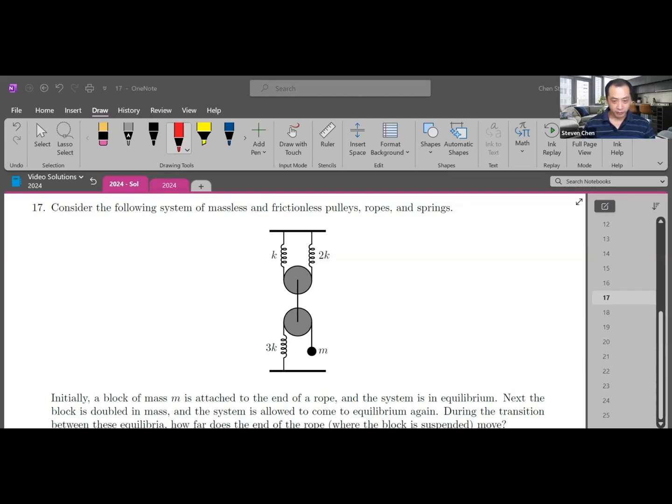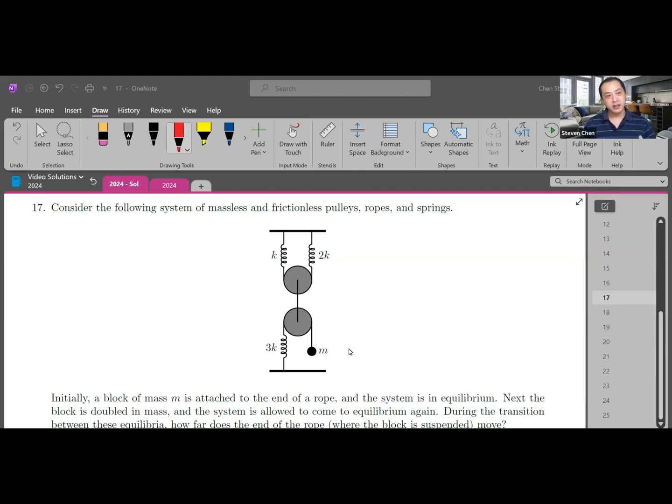Now let's look at 2024 F equals MA problem 17. This problem gives us a very complicated system that consists of pulleys, ropes, springs. Okay, and it says the following thing. So let's look at this mass M, right?